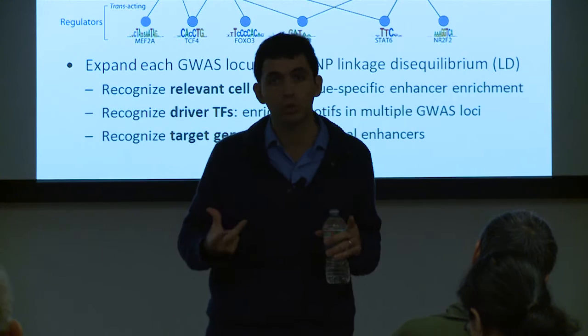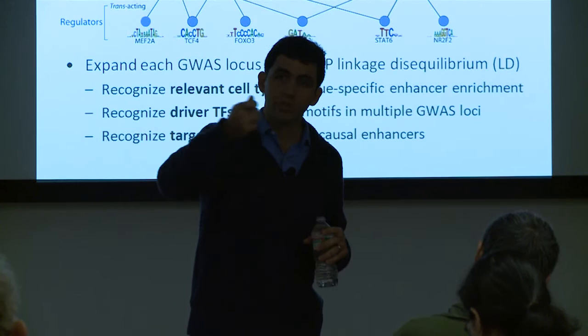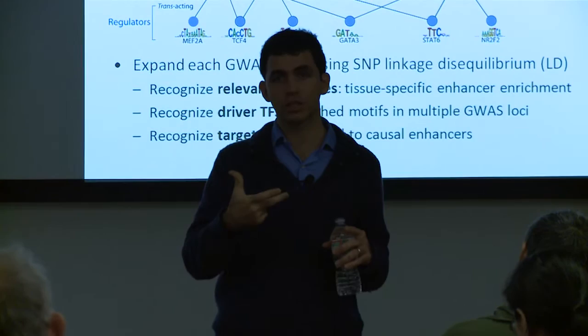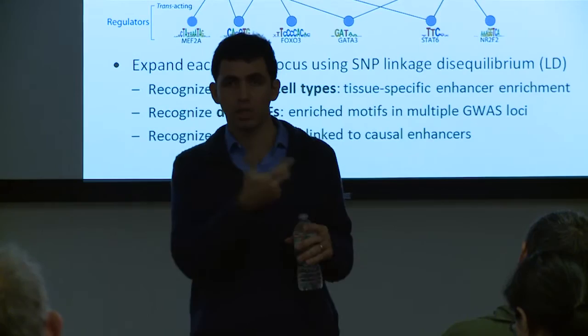Number five, across different individuals in this room, we have different genetic variants and we also have different environments. We have different nutrition, exercise levels, and so on and so forth. All of that actually influences how our epigenome behaves, both from the genetic level and from the environmental level.